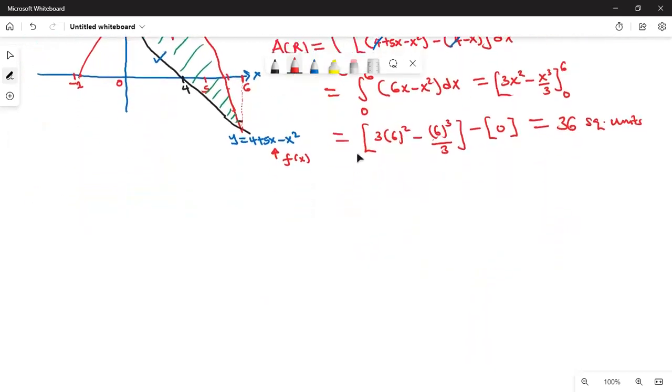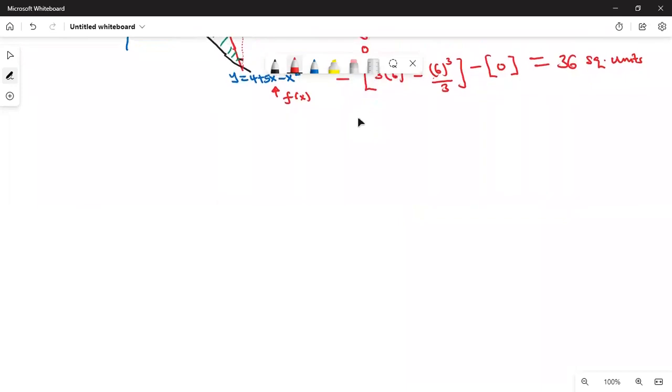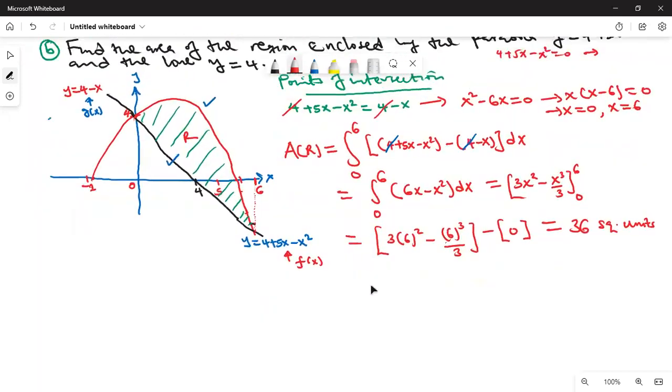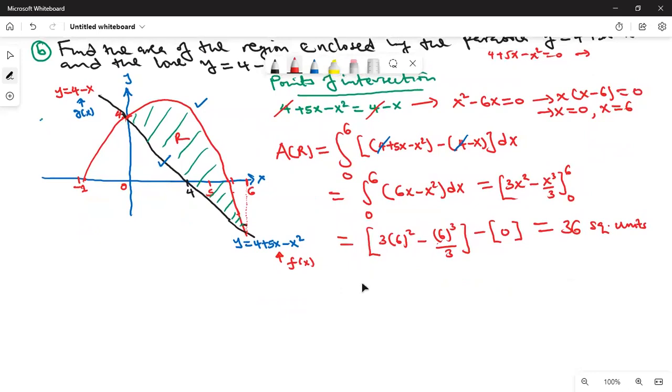Lastly, we look at another one, which has a different concept to illustrate. So let us call it part C. In part C, you are asked to find the area of the region in the first quadrant.